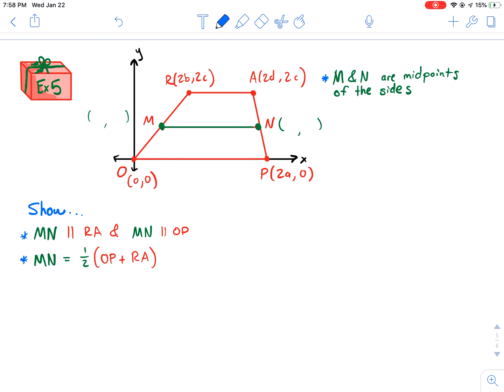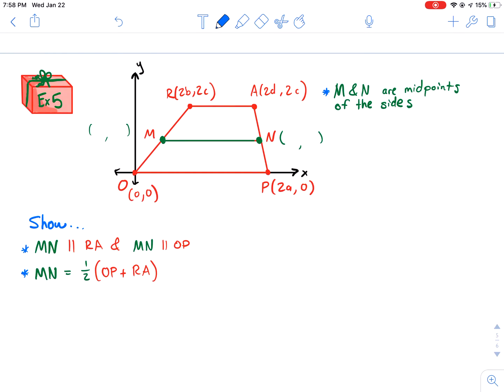Okay, this is our last problem. We're given a trapezoid ORAP, and we're asked to find some certain information about it. Namely, to prove that sides are parallel, and then to prove that the mid-segment is actually 1/2 the sum of the two bases. So let's start with finding the coordinates of M and N.